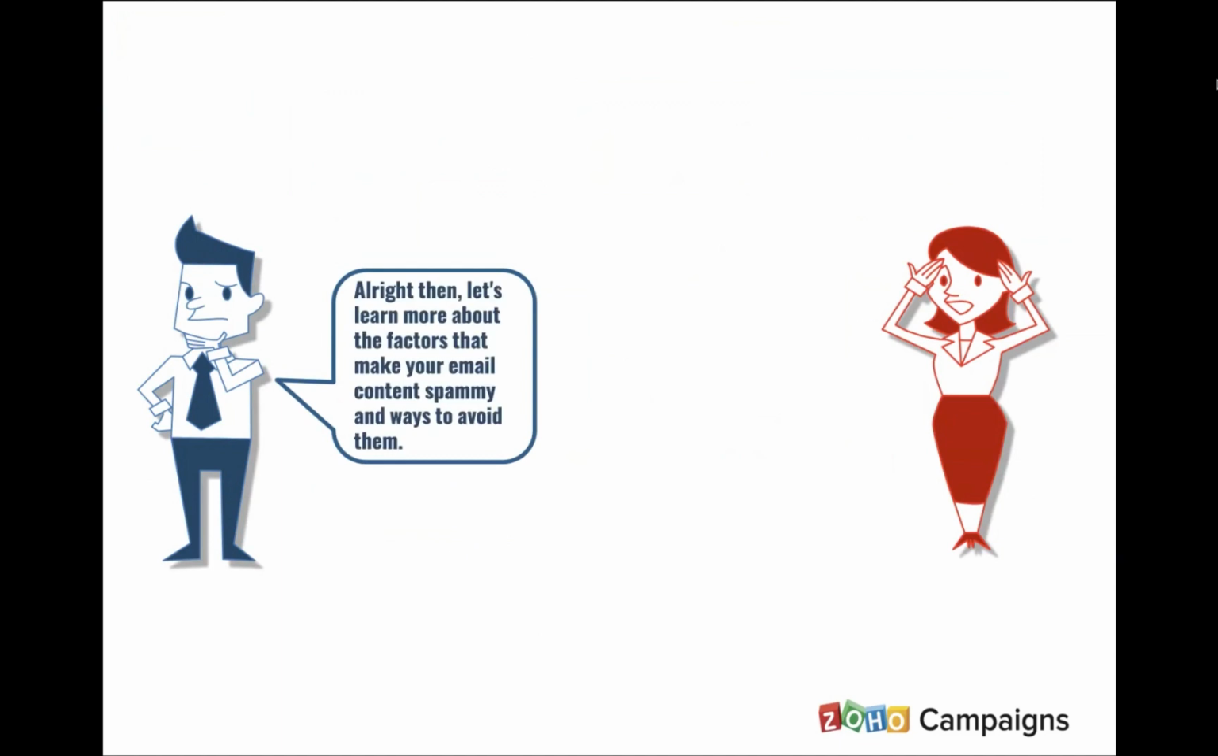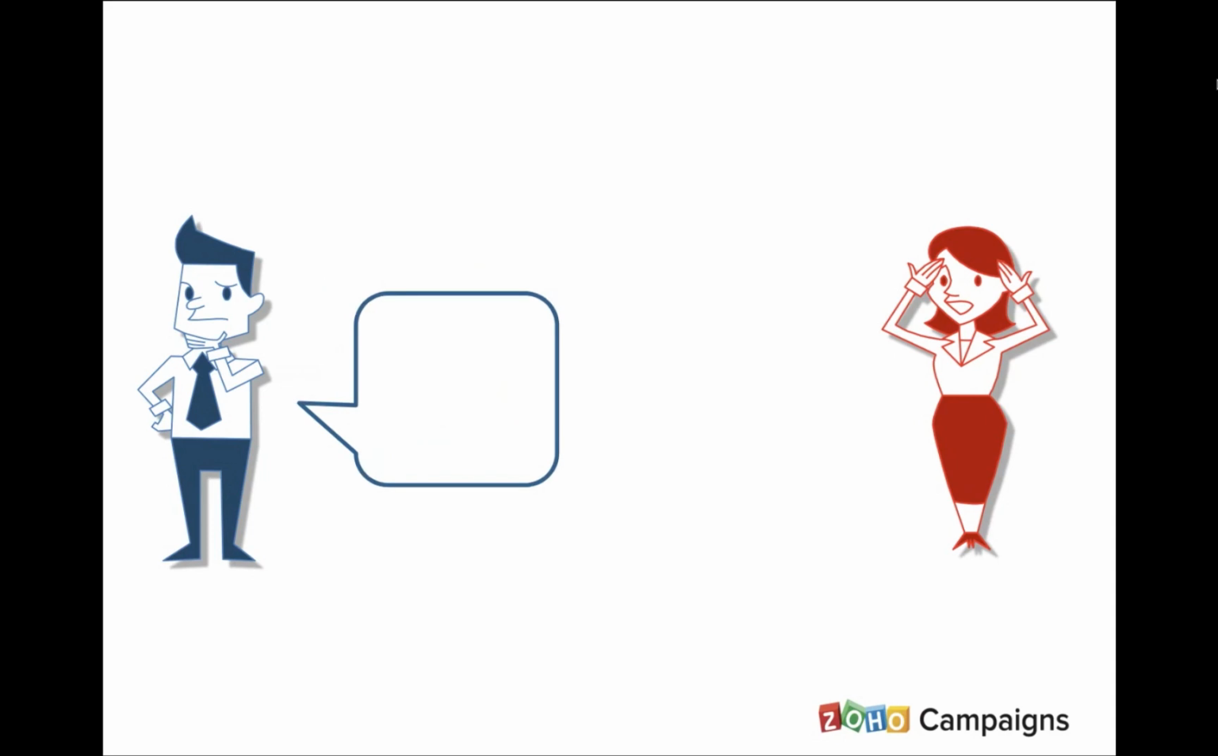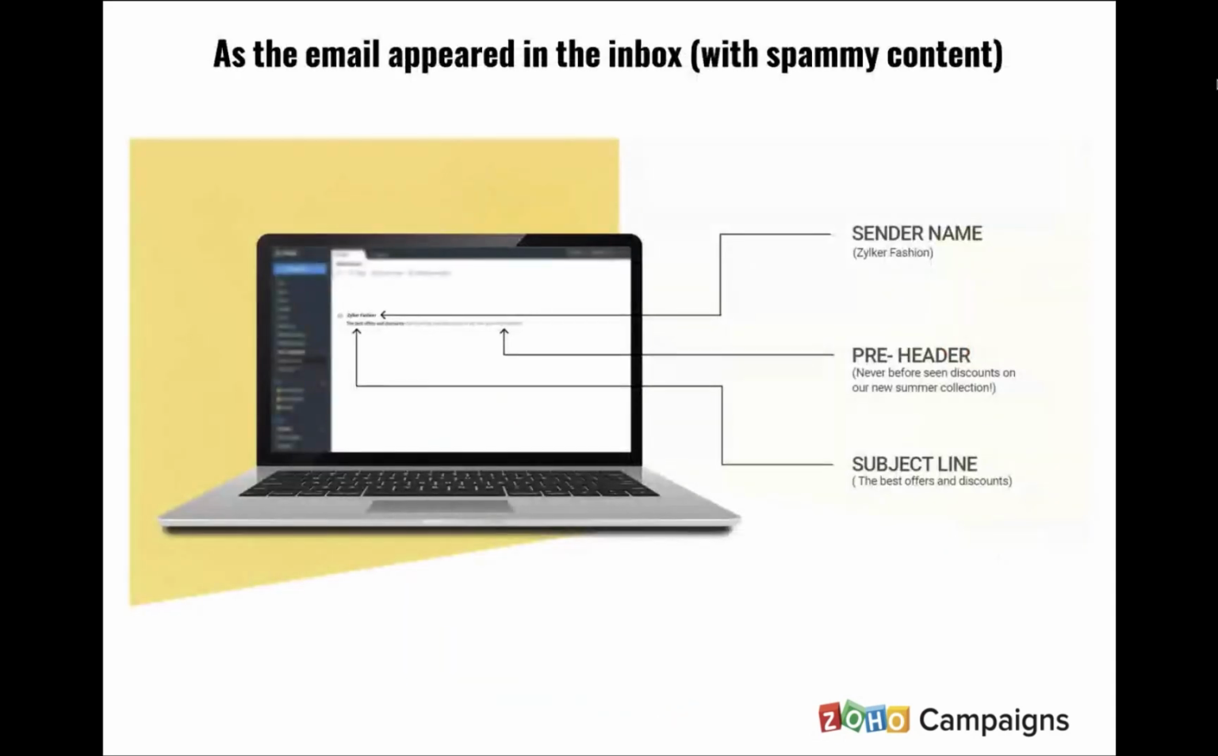John says that we need to take a closer look at email content so that we can see how things can be avoided. You can see from these examples how you can avoid spammy content or spammy elements in your email content. As I said, long before the email is opened, the concept of content comes into existence. So this is one of the emails that Zilker Fashion had sent.